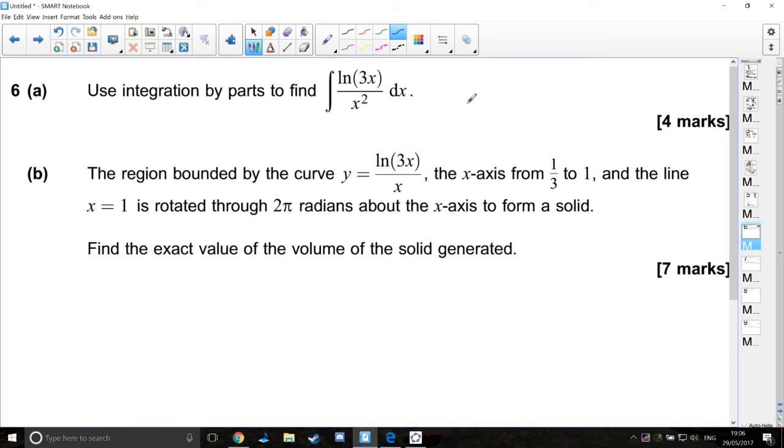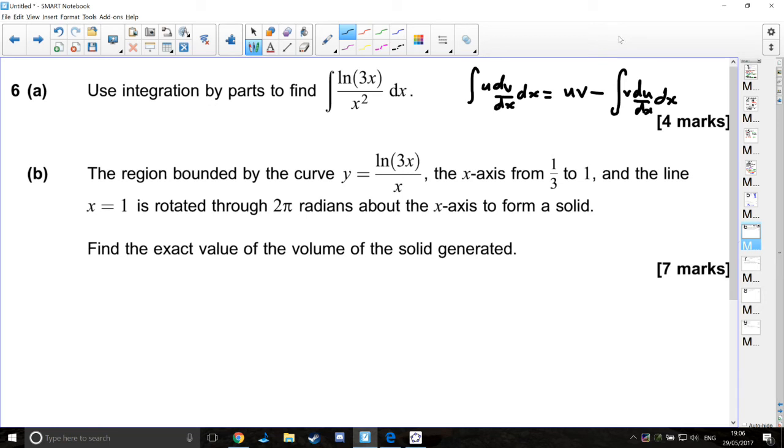So, to start off, you are given the integration by parts formula in the booklet, which starts off by saying the integral of u dv by dx is equal to uv minus the integral of v du by dx, like that.